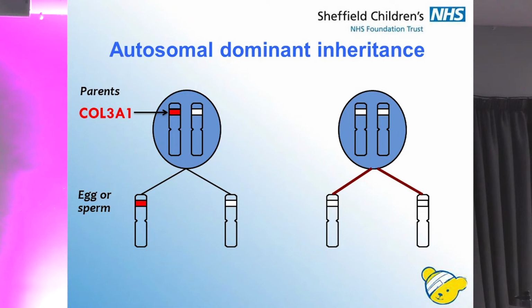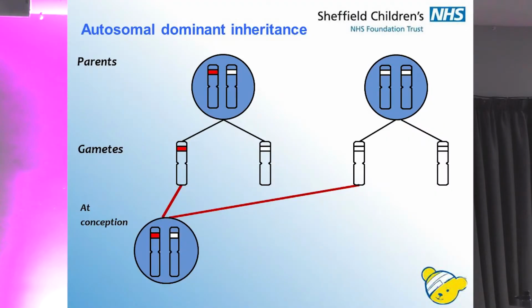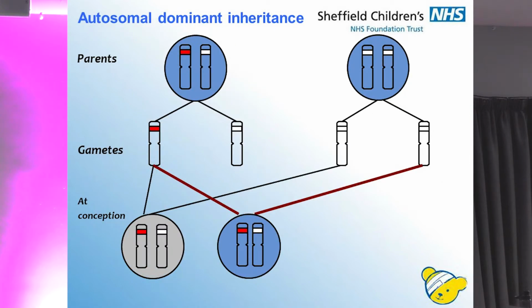So each of them produce 2 gametes. The person who's affected produces a gamete with a mutation in, and one which doesn't. And then the partner has 2 normal copies of the gene. And so when you conceive a baby, there are 4 possibilities that can occur. You get the mutated copy from one parent and the normal copy from the other. You get the mutated copy again from the affected parent and the other normal copy of the gene from the other parent.